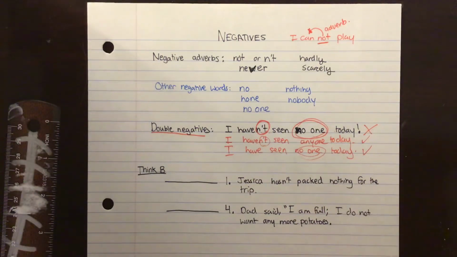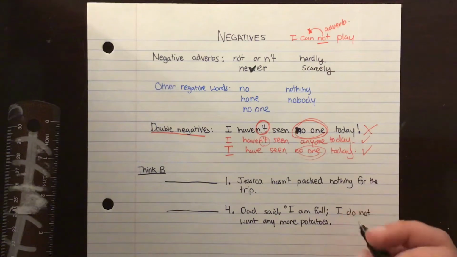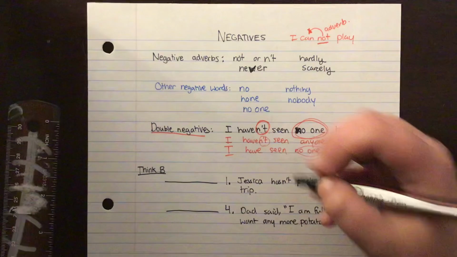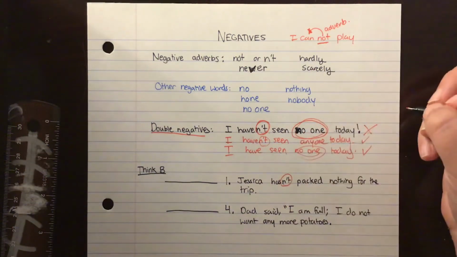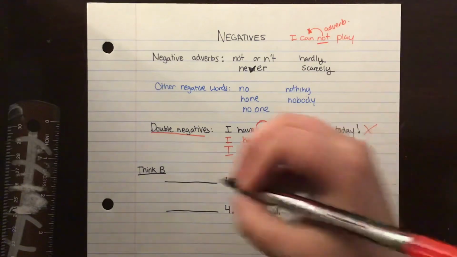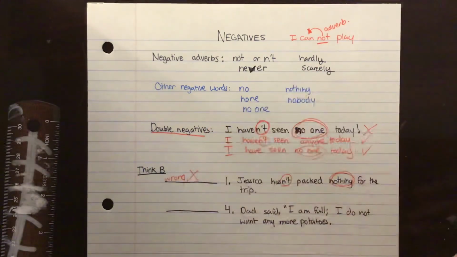So let's look at Think Bee in your textbook. I'm just going to do two quick examples today. Hopefully this one will go pretty quickly. So let's give it a go. Number 1, Jessica hasn't packed nothing for the trip. So n't is a negative. And we also have nothing, which is another negative. Two negatives, wrong. Incorrect. You can only have one of those.